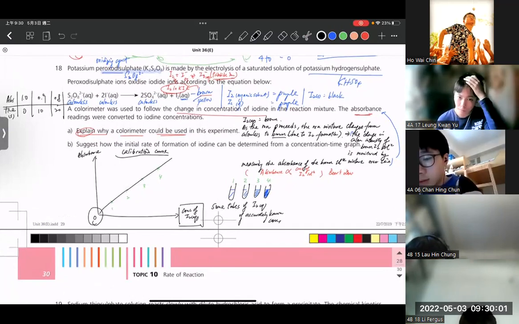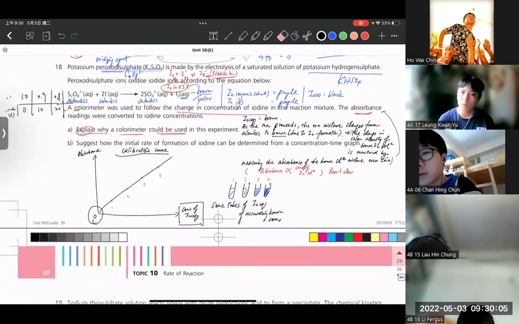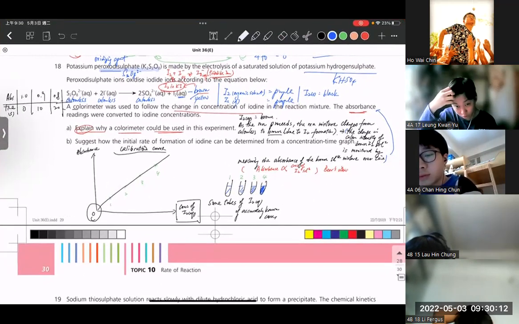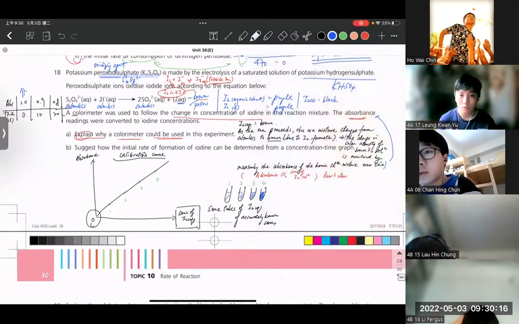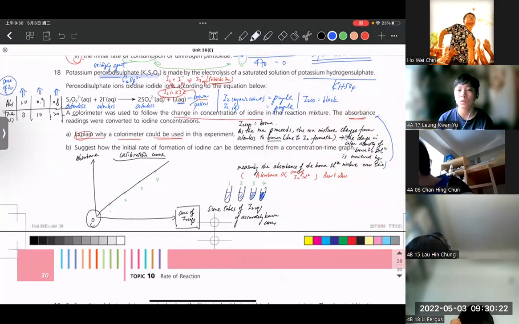Right? So you may continue the data. Afterwards, you can use this data as a start, and you can project this data to record the corresponding concentration of iodine solution.